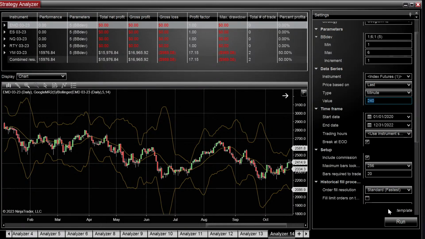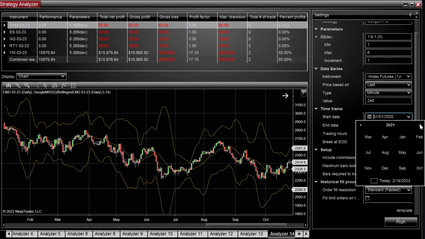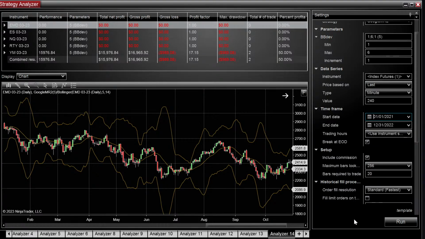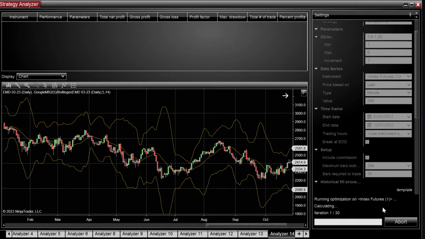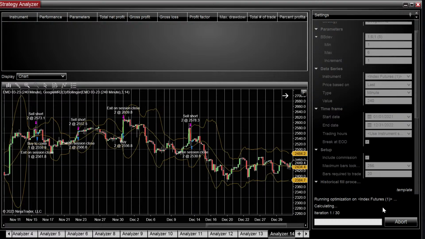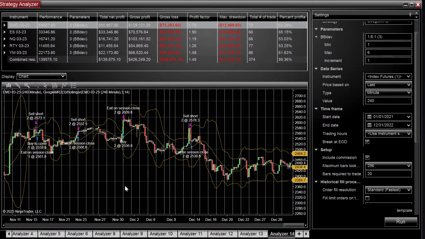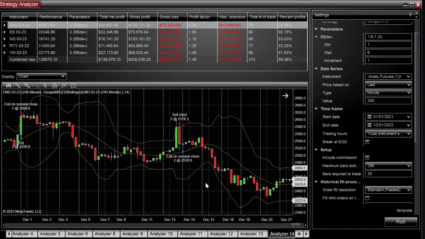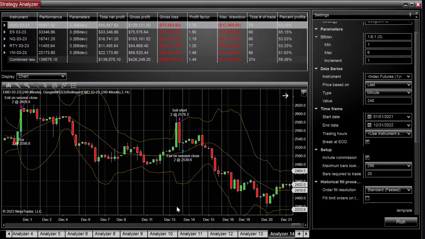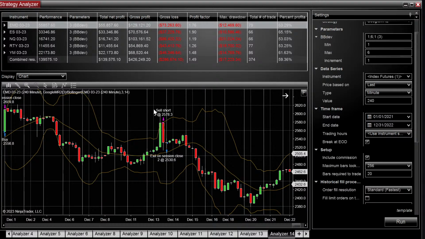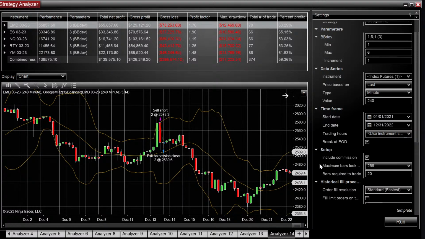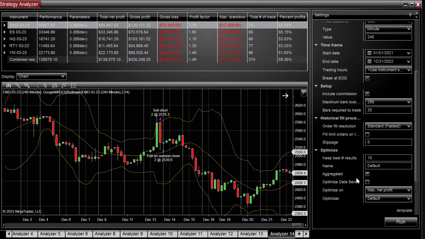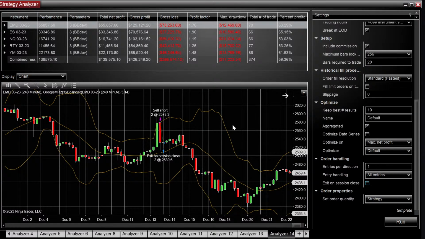Let's do the 4-hour chart. We can decrease the time period just a little bit. I just need to validate that it's working correctly first. Okay, here we go. So right off the bat, you can see it's exiting on session close. So we want to uncheck that since right now we're on the 4-hour chart. So let's just uncheck that, run it again.